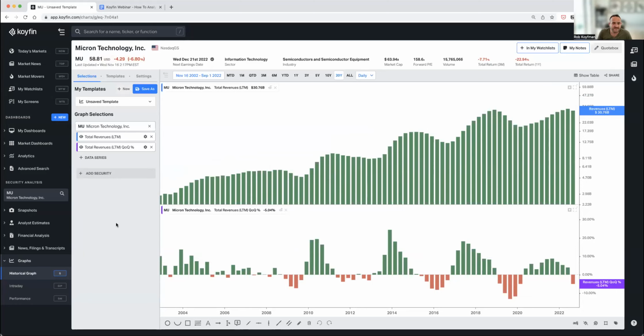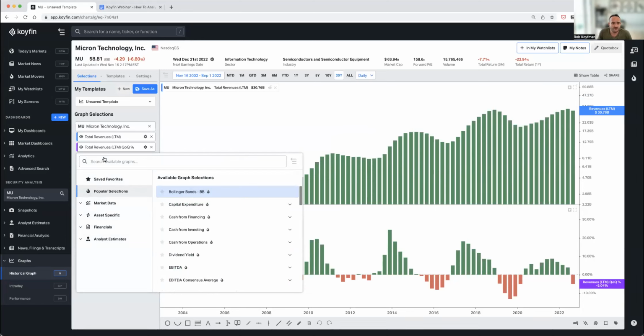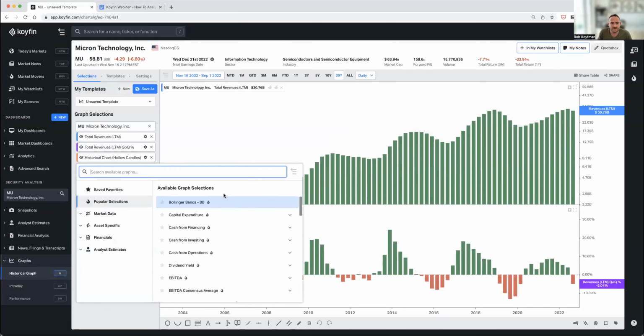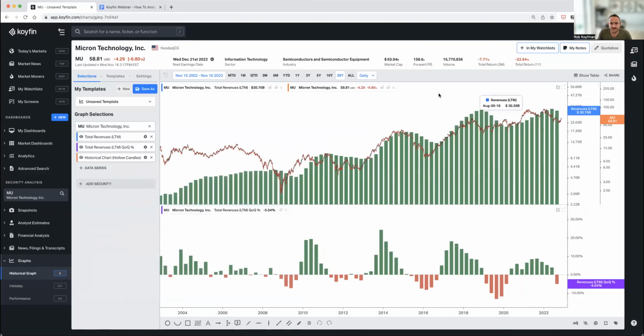Now, for us as stock pickers or stock analysts, what we want to actually do is think about, well, what are the implications of that? So let me add something like the historical price change as a series, and that's going to go here.